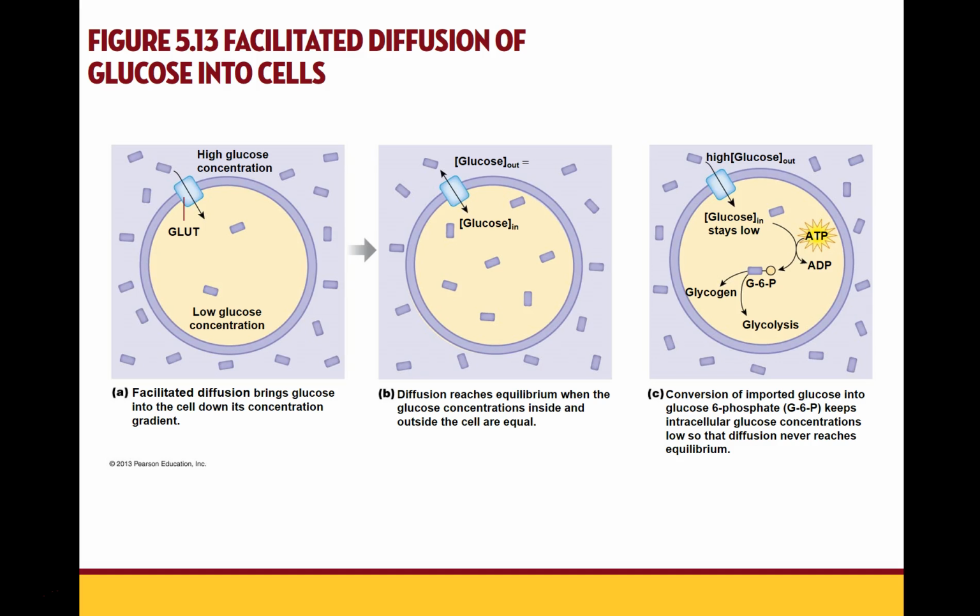So what we do is we attach a phosphate to it, changing it into what's called G6P, glucose 6-phosphate. And that cannot cross through this GLUT transporter. So then we can have a lower concentration of glucose on the inside and not lose it down its concentration gradient, going out of the cell through that same transporter, because we're sticking on this group that's not going to let it go through.